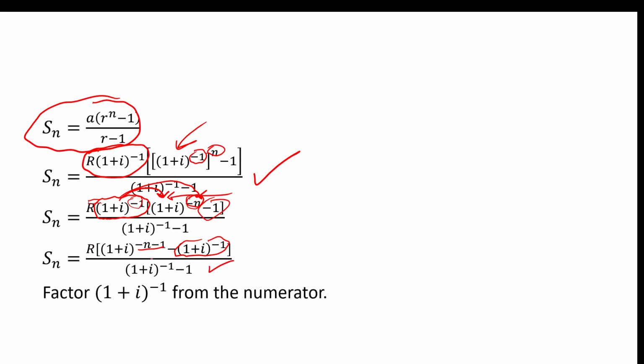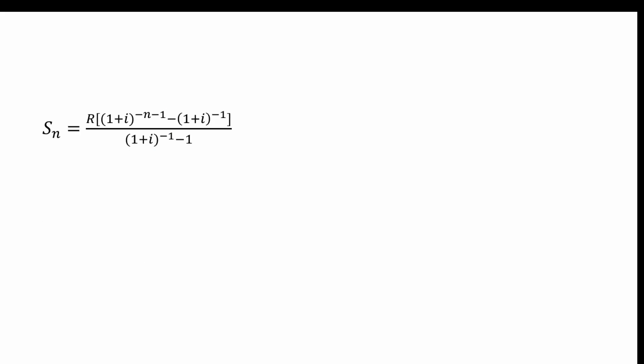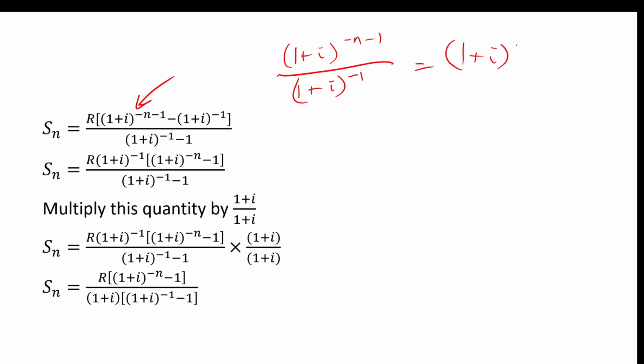We're going to factor 1 plus I to the negative 1 from that numerator. If we take this 1 plus I to the exponent negative n minus 1 and divide it by 1 plus I to the negative 1, we will end up with 1 plus I to the negative n, and that's what we have here. When we take 1 plus I to the negative 1 and divide it by 1 plus I to the negative 1, we have 1. So our numerator is as you see here, and our denominator is still 1 plus I to the negative 1 minus 1.